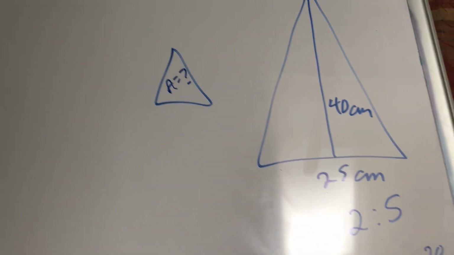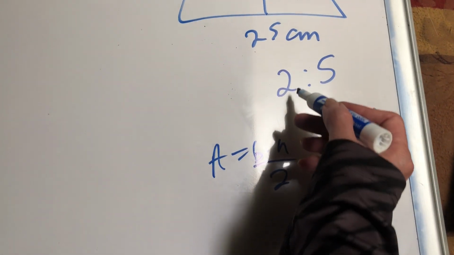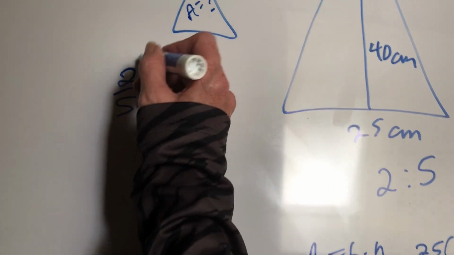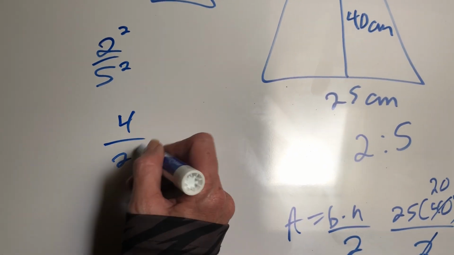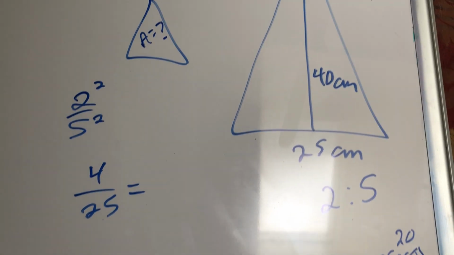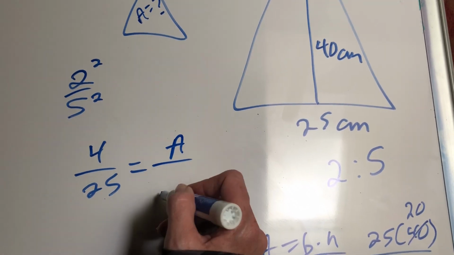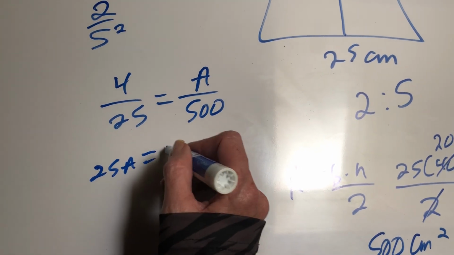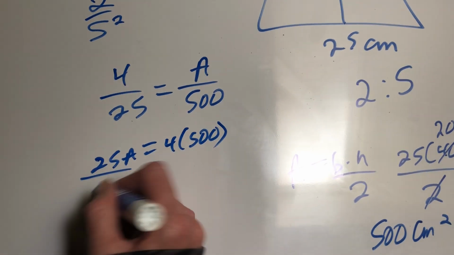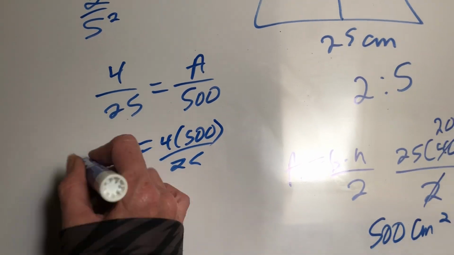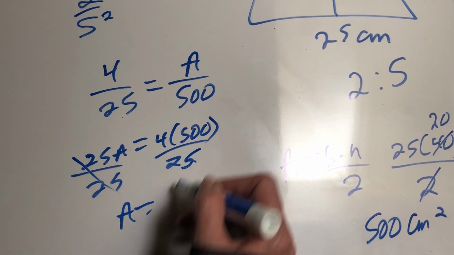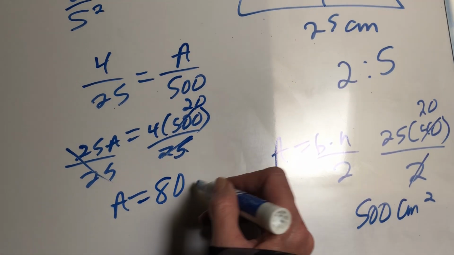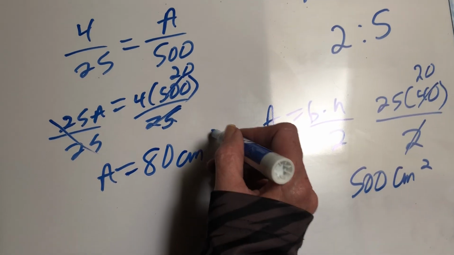We want the area of the smaller one. I need to set up a proportion. Well, I know my scale factor is 2 to 5. So if my scale factor is 2 over 5, when I do areas, I've got to square them and get 4 over 25. And then I want my smaller area, and I've got the bigger area, which is 500. So then it'd be 25a equals 4 times 500, divide by 25. So 25 goes into 100, leaves a 20, which would leave 80 centimeters squared.